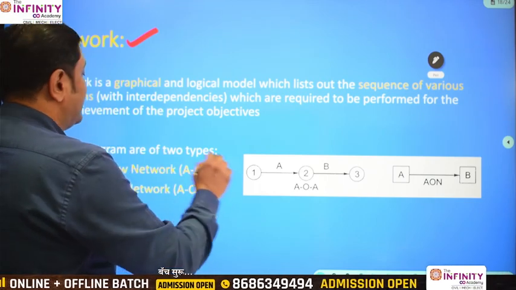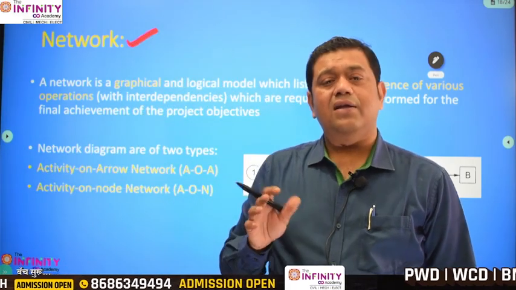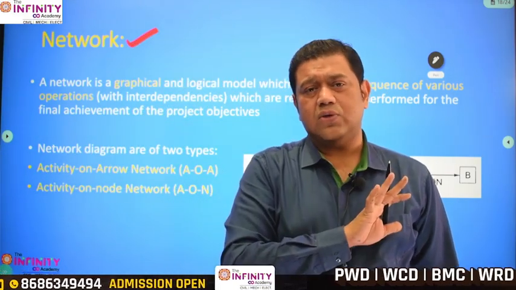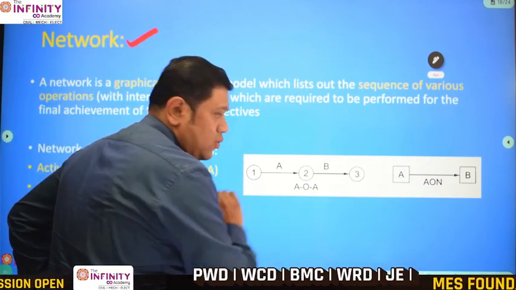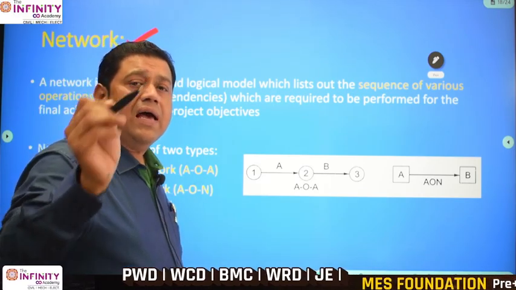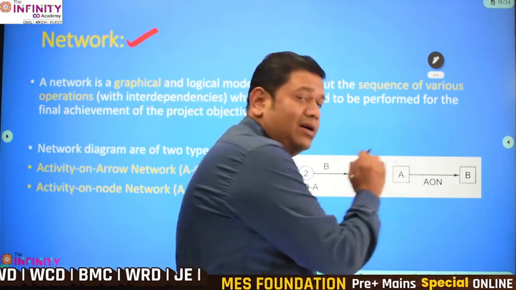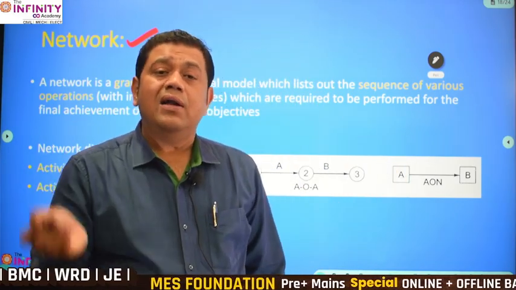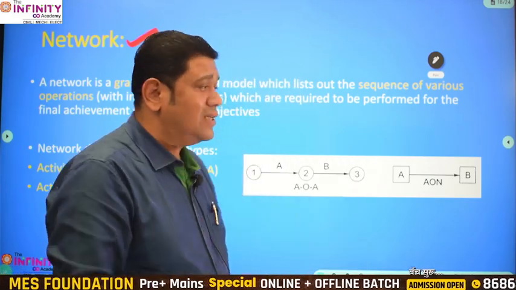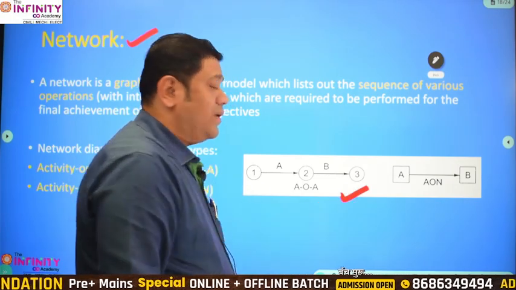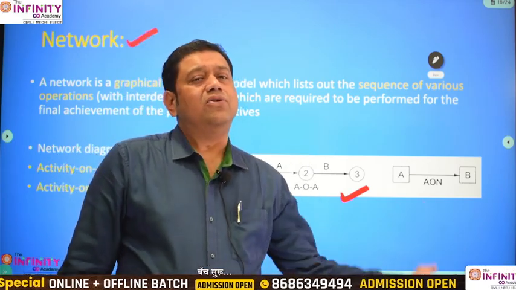In the construction management or scheduling method, there are two types of network that you can observe. If your activity is shown on an arrow, it is called activity on arrow network, AOA. And if an activity is shown on the node, then it is called AON, activity on node. The most common technique used in the construction industry is the first one, in which the activity is shown on the arrow, and hence the duration of an activity is also shown on the arrow.